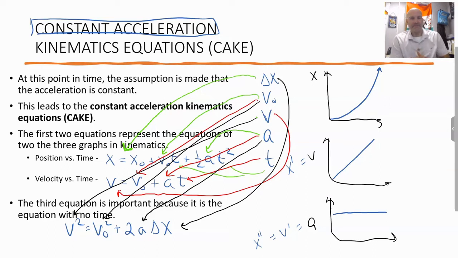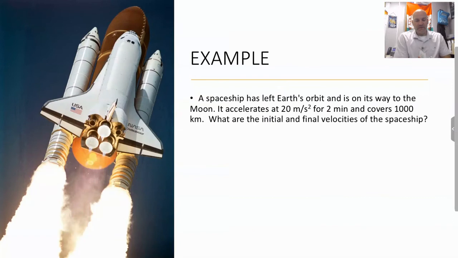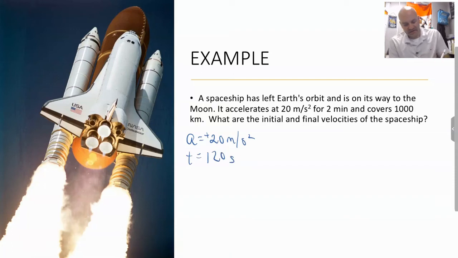Okay, now let's look at an example. Here we have a spaceship leaving Earth's orbit and on its way to the moon. It accelerates at 20 meters per second squared for 2 minutes and covers 1,000 kilometers. What are the initial and final velocities of the spaceship? If we write down what we know, we have an acceleration of 20 meters per second squared, positive. We have a time of 2 minutes, but we need to put that in seconds, so 120 seconds. And we have a delta x of 1,000 kilometers, or 1,000 times 10 to the 3 meters. We're looking for v and v0.